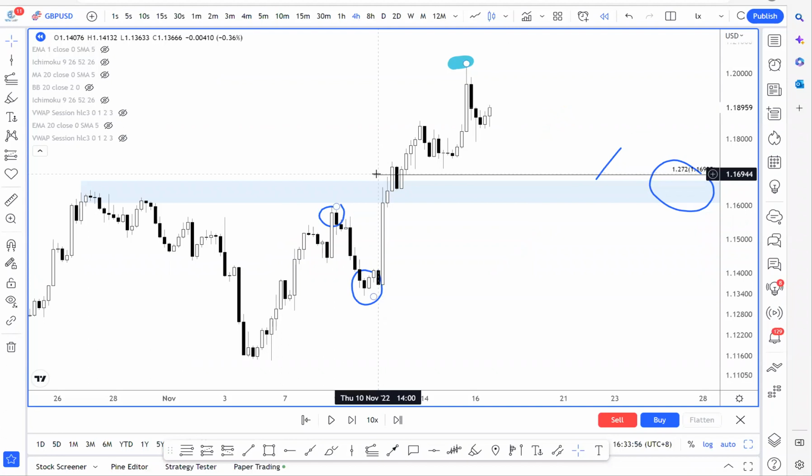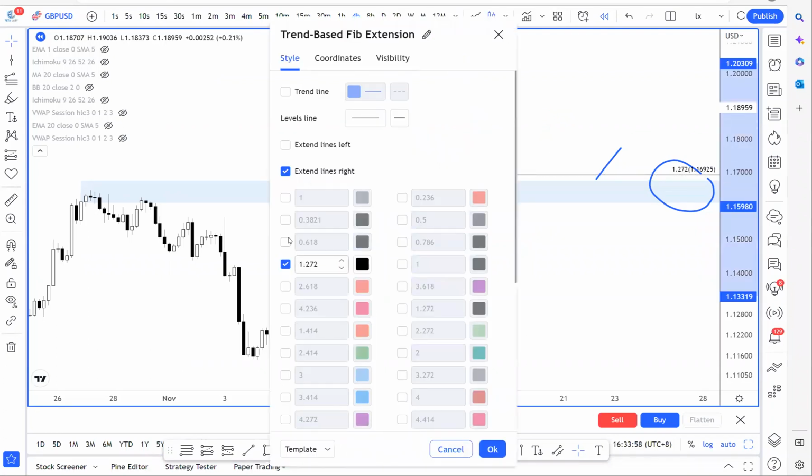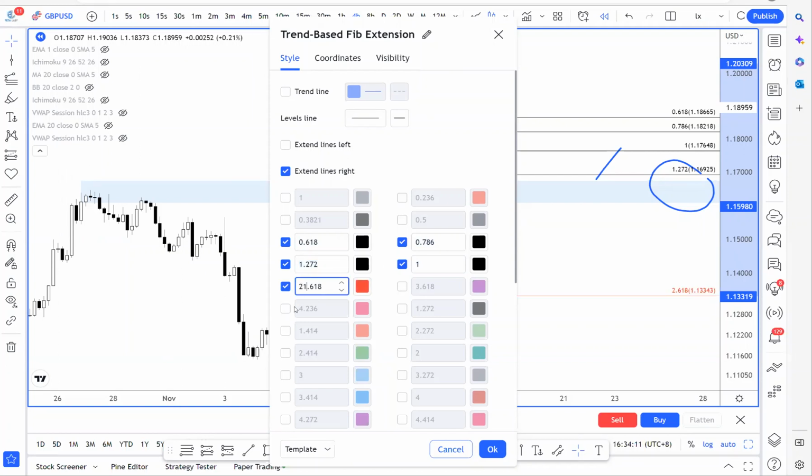So again, don't take them in isolation. Try and see if there are any key levels that are in line with this extension, like support and resistance zones. But these are the common extension levels: 61.8, 78.6, 100, and 1.272. There's another one as well, 1.618, but I generally don't use anything beyond that.